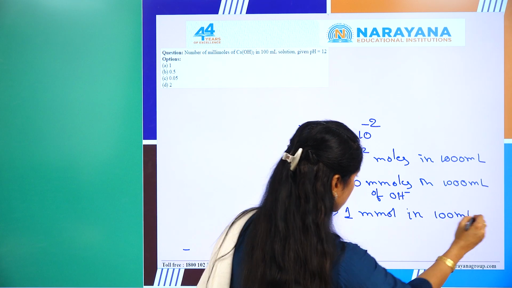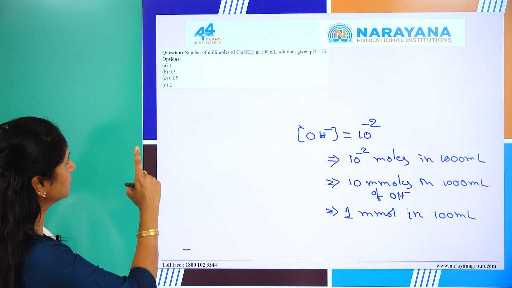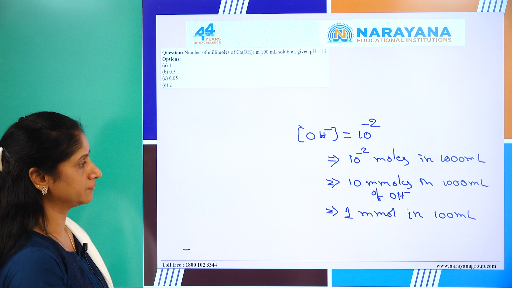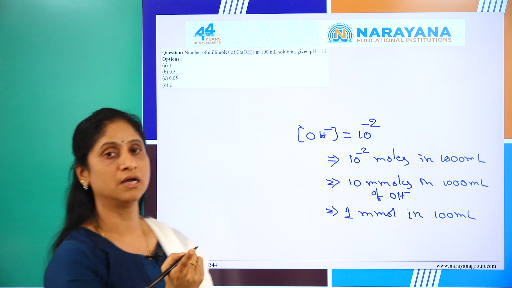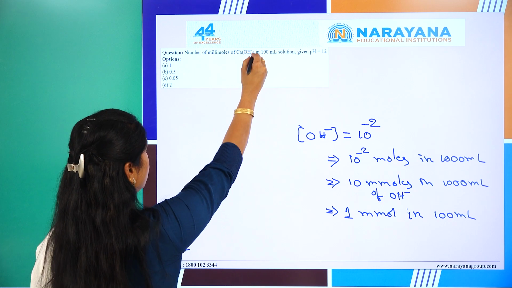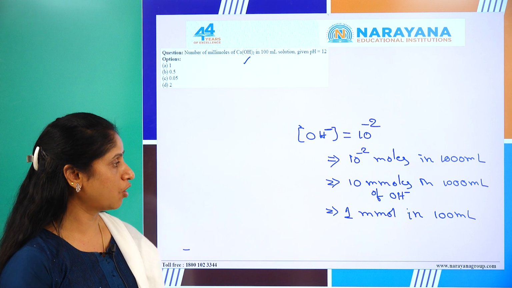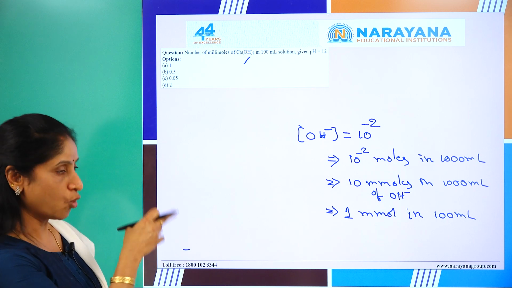But observe again, don't be quick in response. Is your answer between 1 or 0.5? They are asking about the calcium hydroxide, not directly OH minus. 1 mole of calcium hydroxide will give you 2 moles of OH minus ions. I got 1 millimole of OH minus.